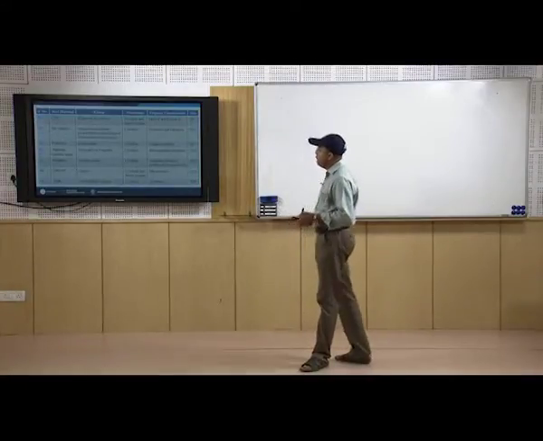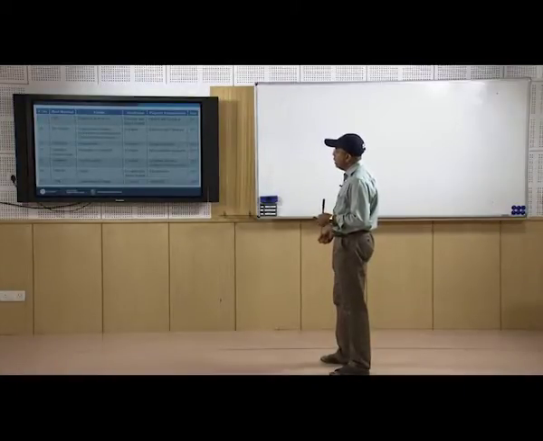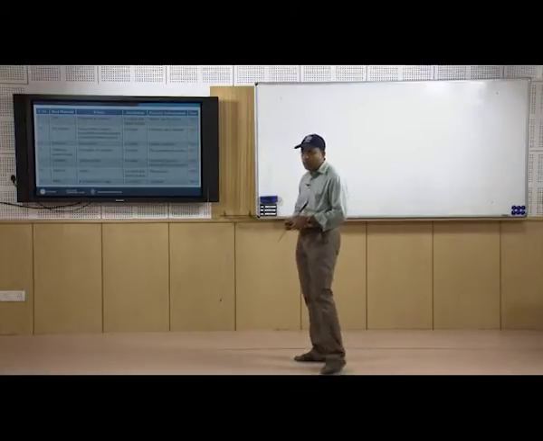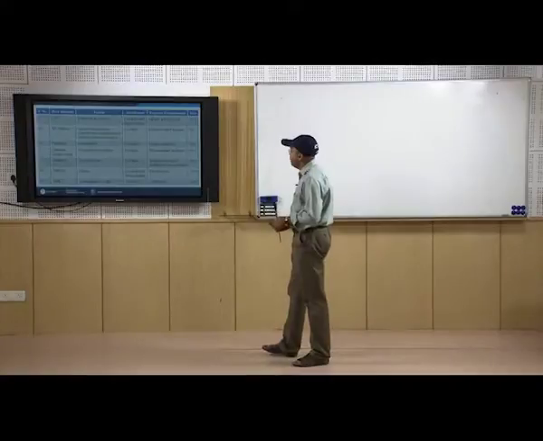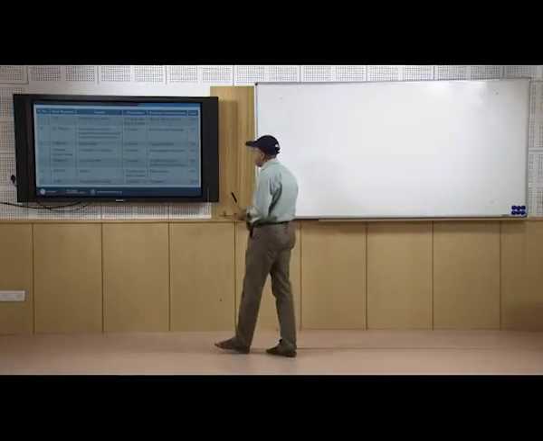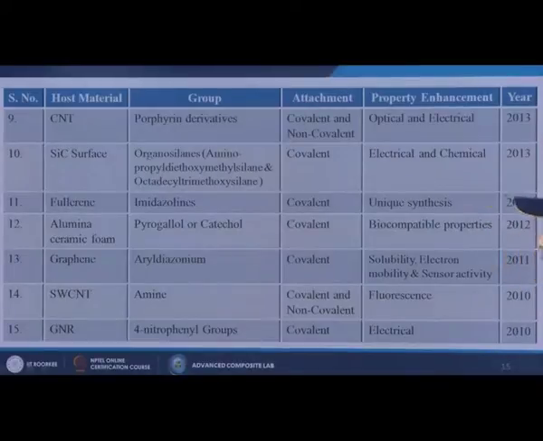Here we have also done some modifications like carbon nanotubes with porphyrin derivatives. It can be attached by covalent functionalizations or maybe non-covalent functionalizations. It can increase the optical and electrical properties of that particular material. It is a little bit older, it was done in the year 2013. Then we have done some kind of modification of the silicon carbide surface.